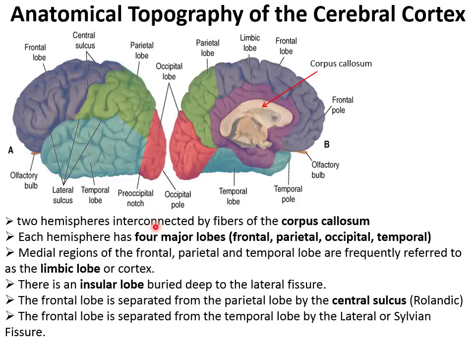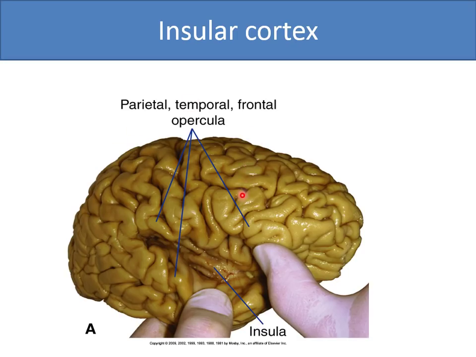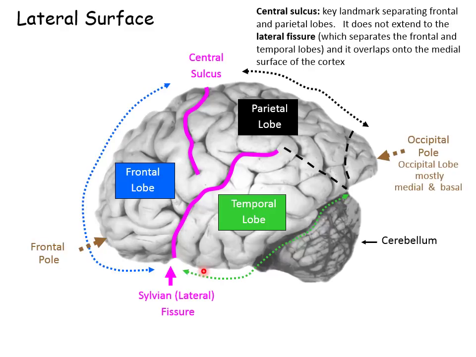And then there is an insular lobe buried deep in the lateral fissure that we'll take a look at shortly. And we can see that here. If we take the frontal lobe and the temporal lobe in a fixed or fresh specimen, and we separate out the frontal and temporal lobe along the lateral fissure, we can see buried deep inside the insular cortex. It has smaller gyri, and the region just around that insular cortex is referred to as the frontal, parietal, and temporal opercula, opercula referring to coverings.